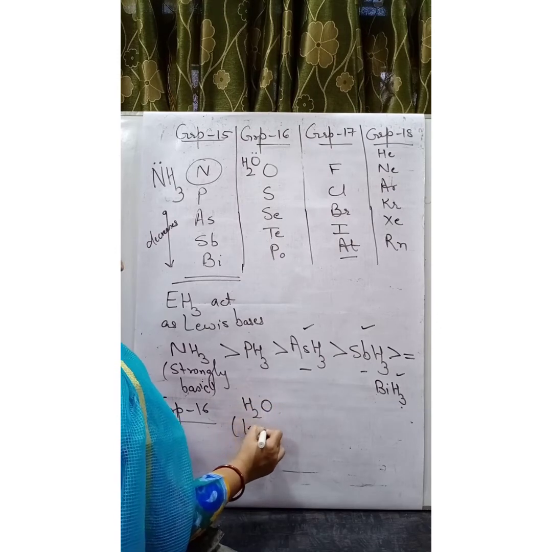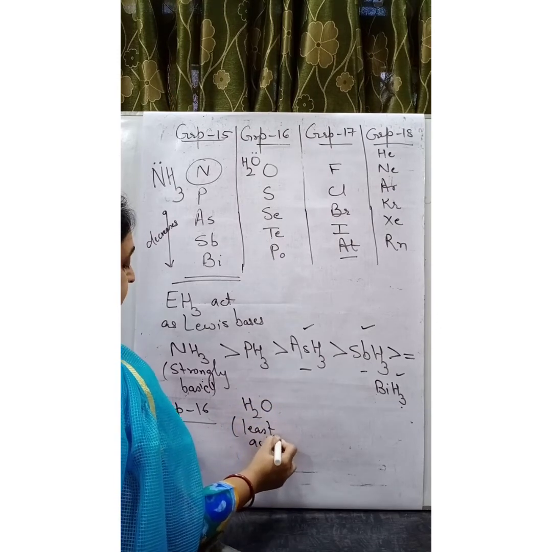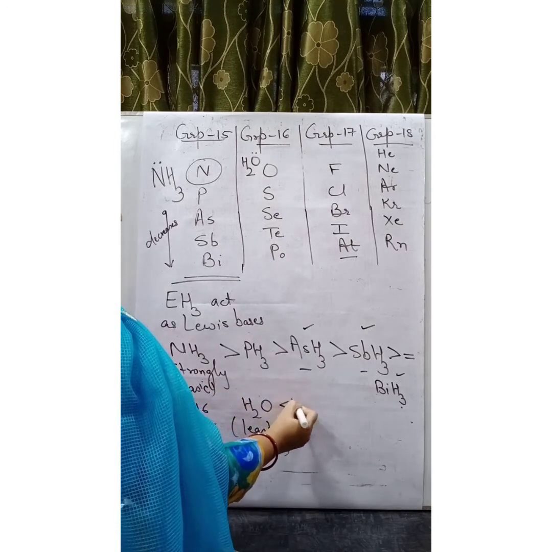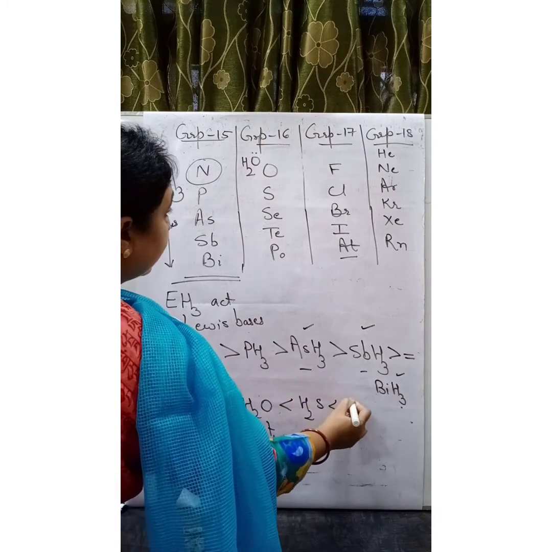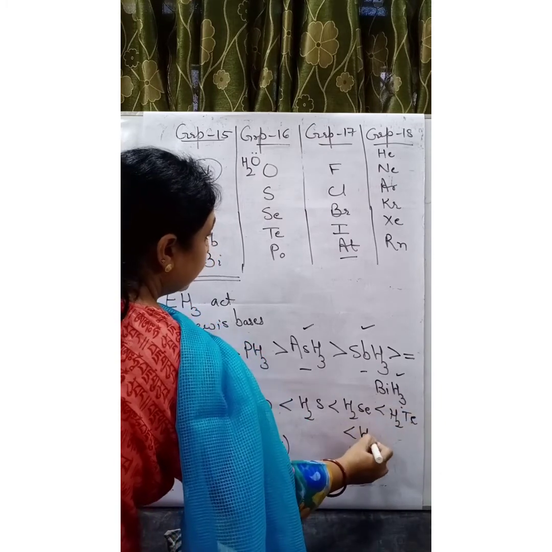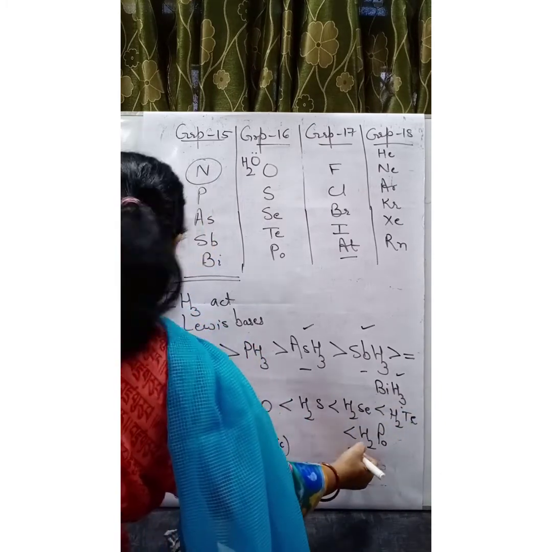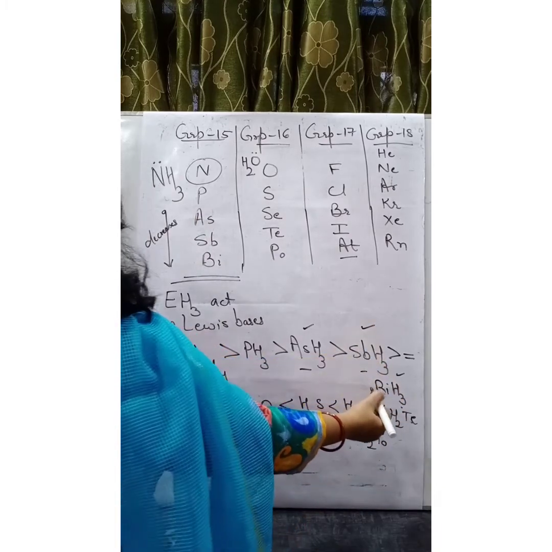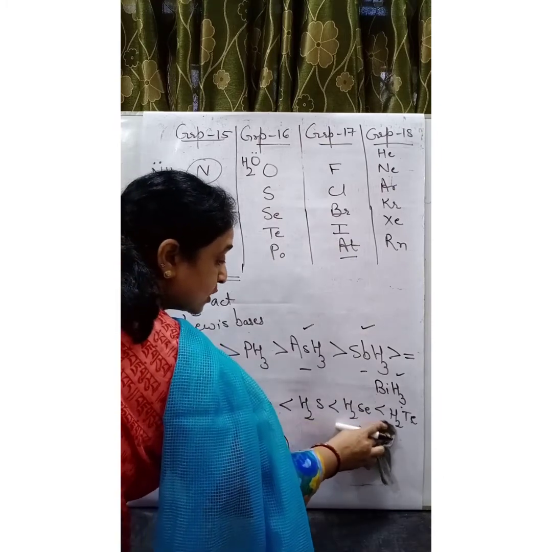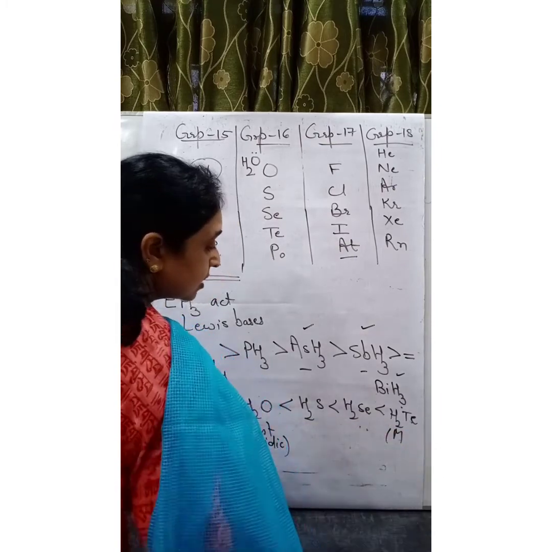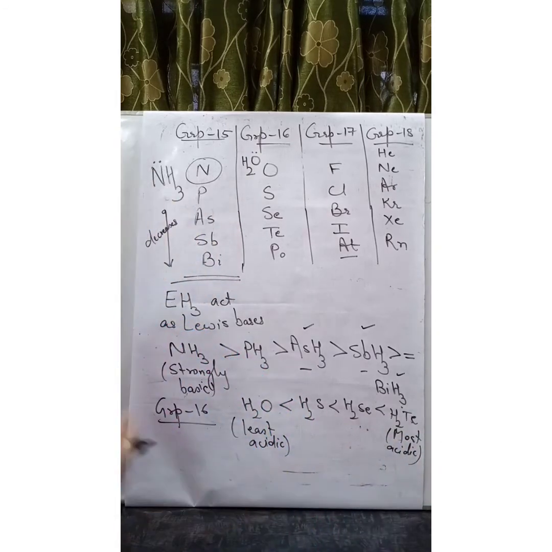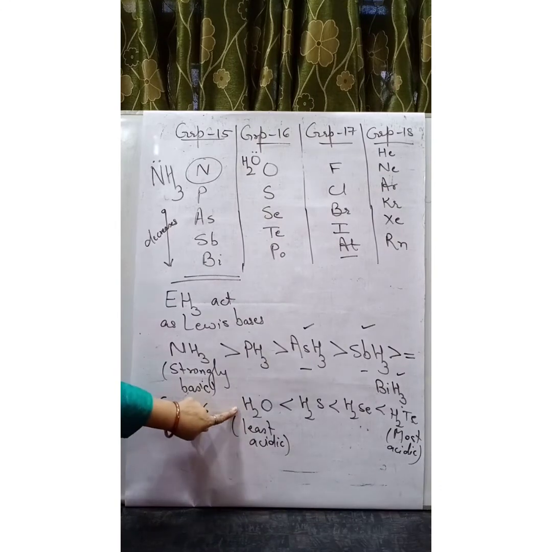H2O is least acidic, then H2S, then H2Se, then H2Te, then H2Po. Now here, as we move there, we can say this is most acidic. Polonium hydride is not known. So this is most acidic.